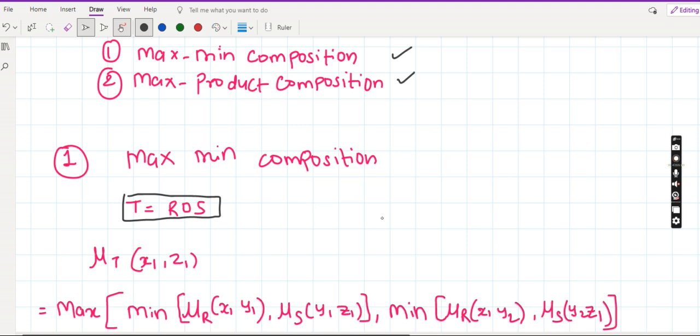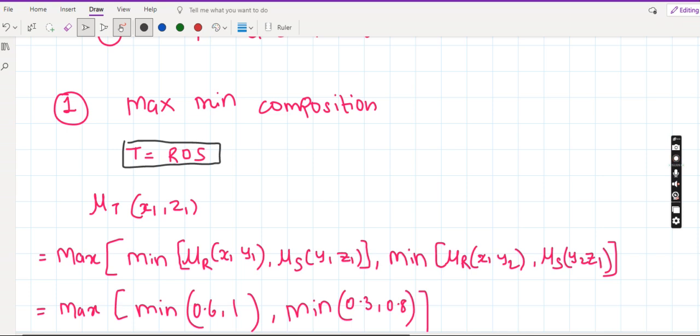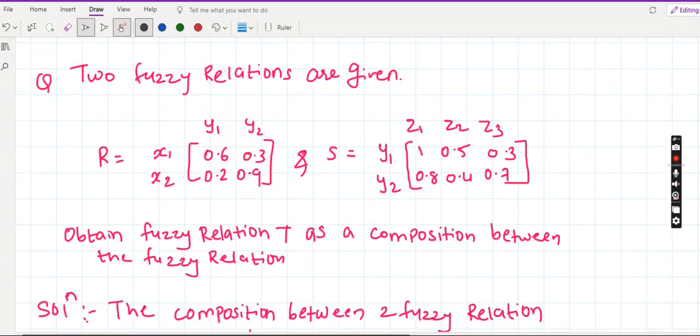What is the formula to find this max min composition? Since it is max min, you have both the operators working on this. So you have maximum of, we are first finding the relation between x1 and z1. If you look at the numerical, you have a relation between x, and a relation between y. This y then has a relation with z. So you have to find the relation between this x and this z using this y.